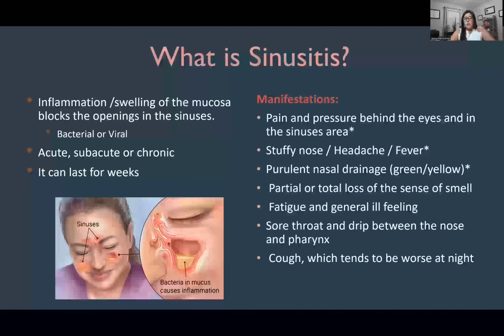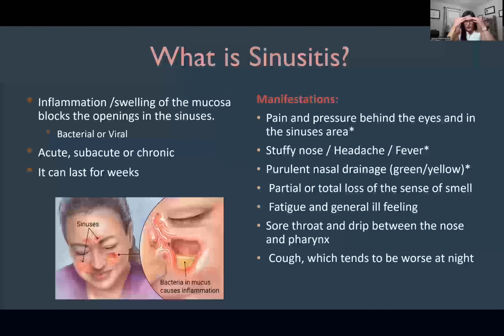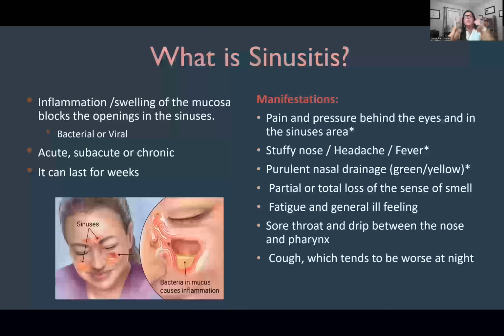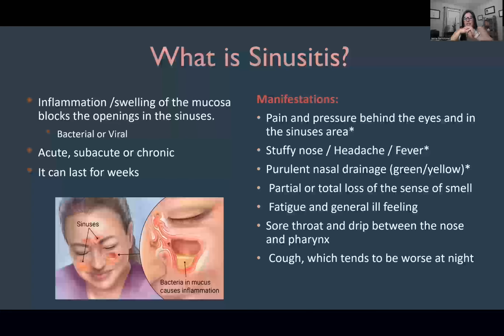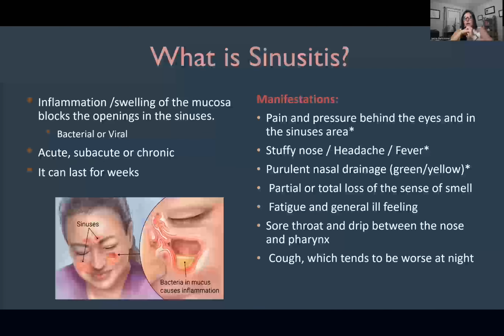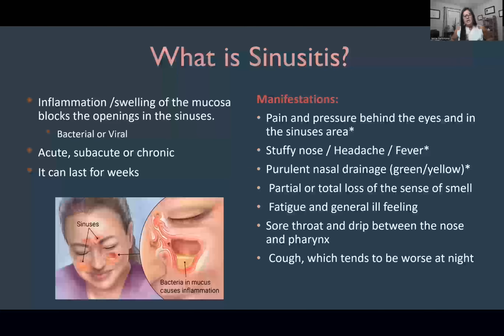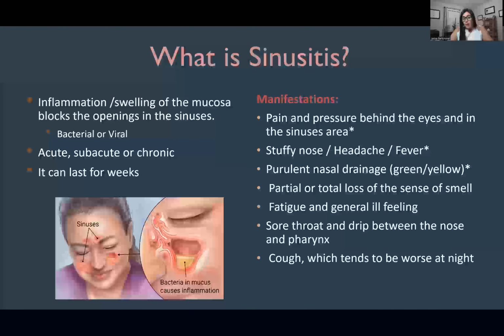The manifestations are pain and pressure over your eyes and right here in your forehead, which can lead to a headache, fever, stuffy nose. Your drainage from your nose is nasty. It's yellow, it's green, it could even be brownish at times. You lose your taste and your smell because you're so congested. You feel ill, you feel fatigued, tired, you can have some sore throat, and you can have some cough.